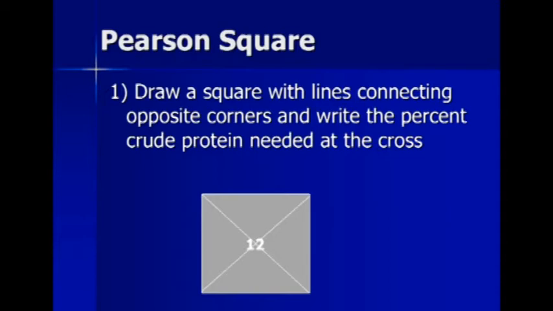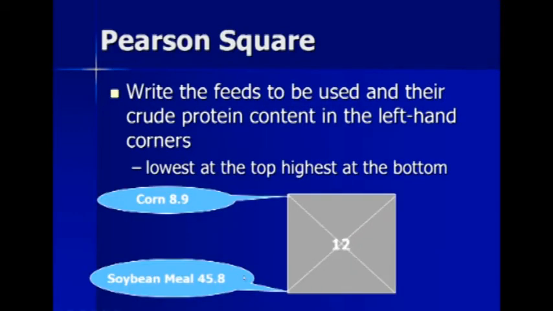I have mentioned that we can only balance one nutrient at a time. So for Pearson's Square method, you have to first draw a square, then put the required unit or quantity in the center of the square. Like here in this example, we would like to balance a ration that contains 12% crude protein, and this is our main objective.